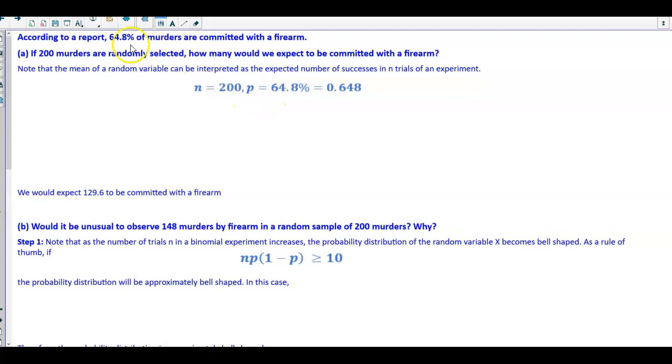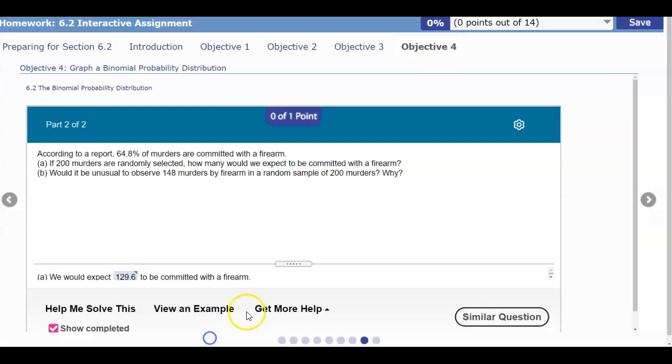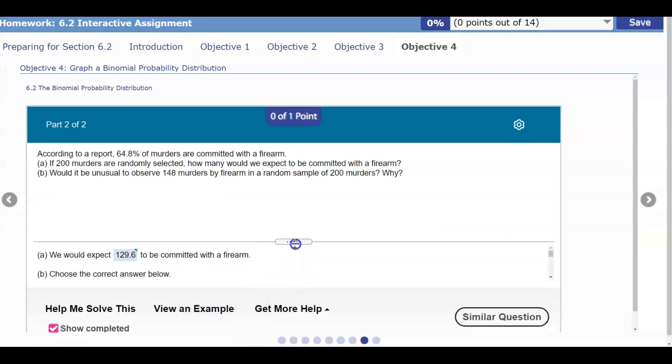We know that the probability is 64.8%. Converting that to a decimal is 0.648. And now we're going to use the formula to find the mean. To find the expected mean, it's going to equal n times p. So we're going to take the value of 200, multiply it by 0.648 to give us 129.6. So we would expect 129.6 to be committed with a firearm. So going back to our result, there is our answer.